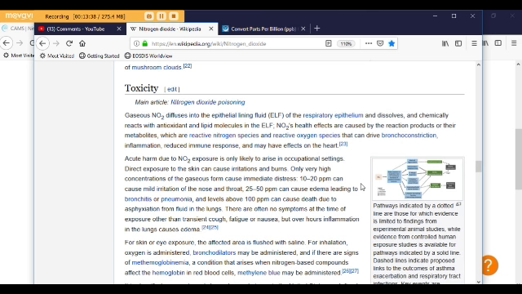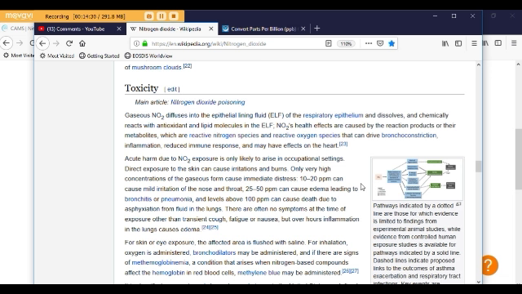Gaseous NO2 diffuses into the epithelial lining fluid of the respiratory epithelium and dissolves. So this is the lining of your respiratory system, like the lining of your lungs, your esophagus, things like that. And chemically reacts with antioxidant and lipid molecules in the ELF. NO2's health effects are caused by the reaction products or their metabolites, which are reactive nitrogen species and reactive oxygen species that can drive bronchoconstriction, inflammation, reduced immune response, and may have effects on the heart.